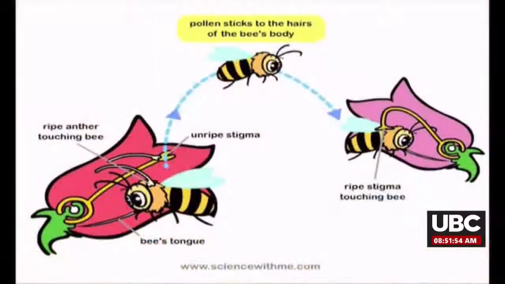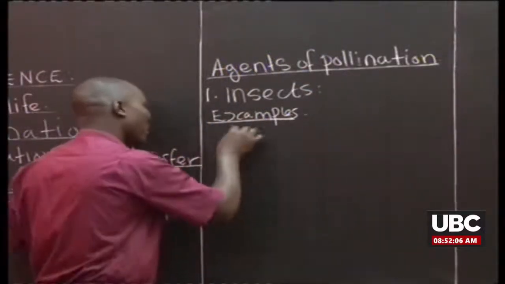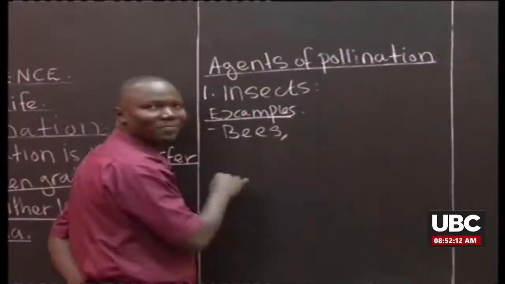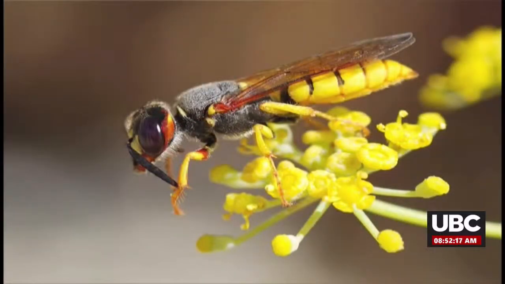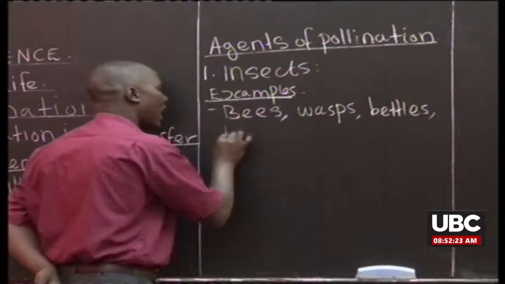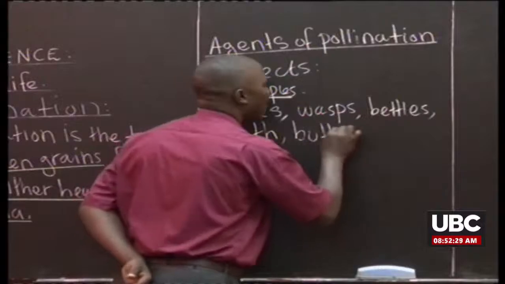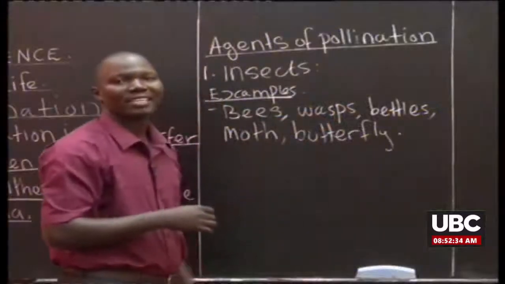And with the insects, which are some of these insects that we have? Children, which are the examples of these insects? You will find there bees. You will find there wasps. There will be beetles. You will find there the moth. You will find there a butterfly. Butterfly and very many insects.